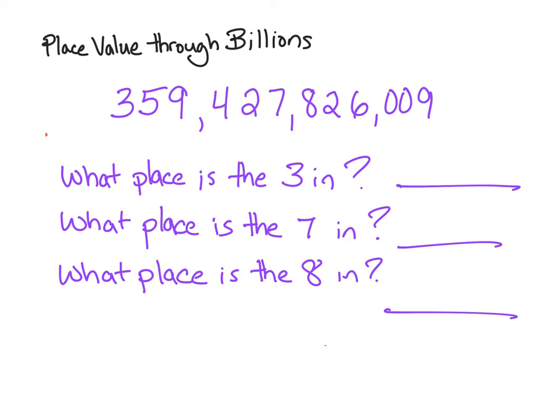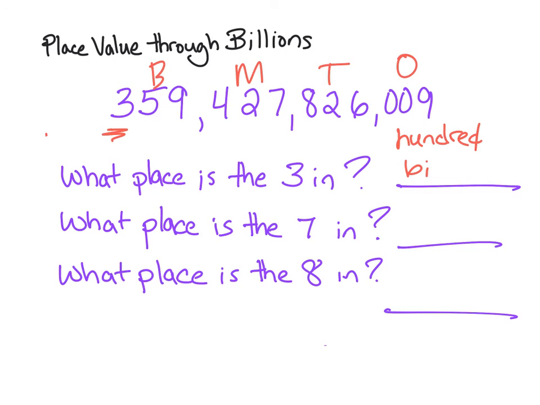One of the other things we're going to ask you to do today is to be able to look at a number and answer some basic questions. For example, the first one says, what place is the 3 in? Well, if we remember, this is the ones period, the thousands period, the millions period, and the billions period, then this becomes a little bit easier. So when we're talking about the 3, if we read this, we'd say 359 billion. So that would be in the 100 billions place.